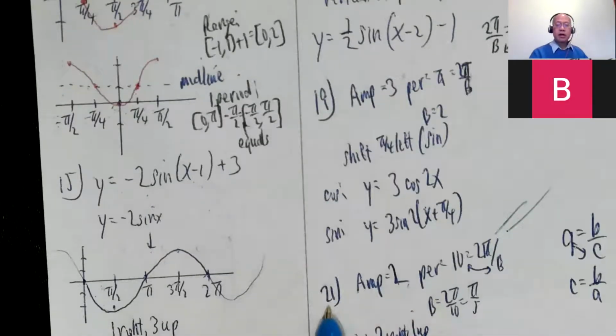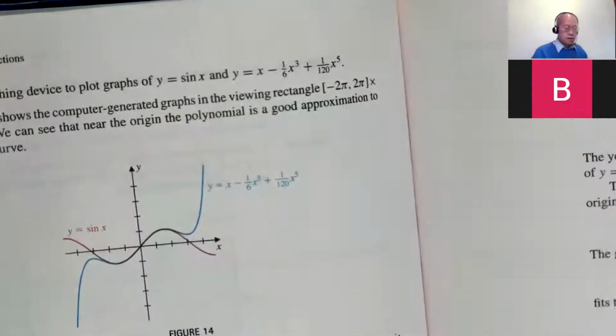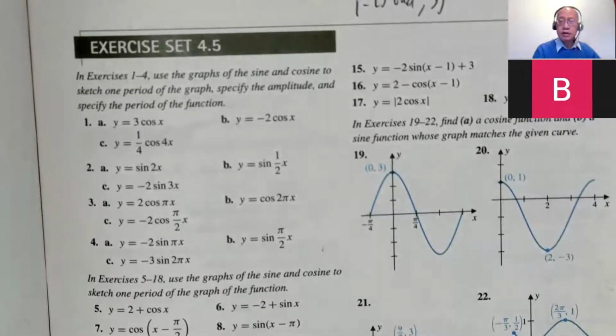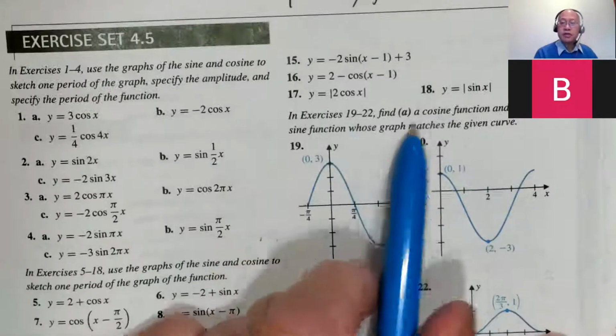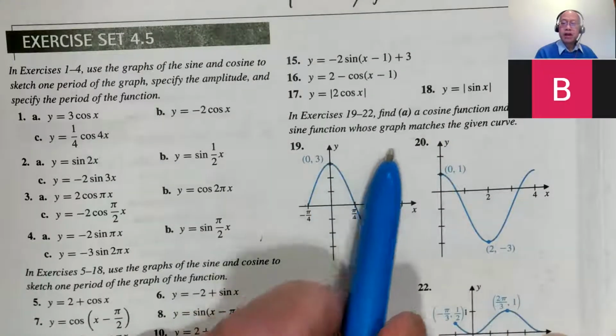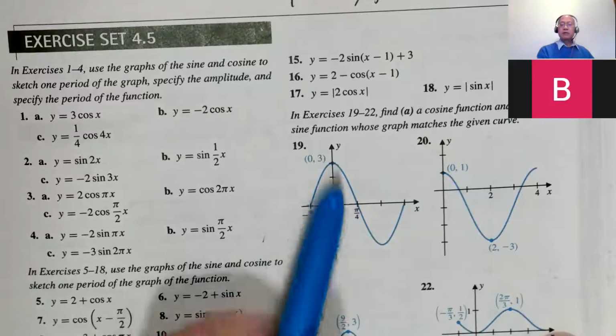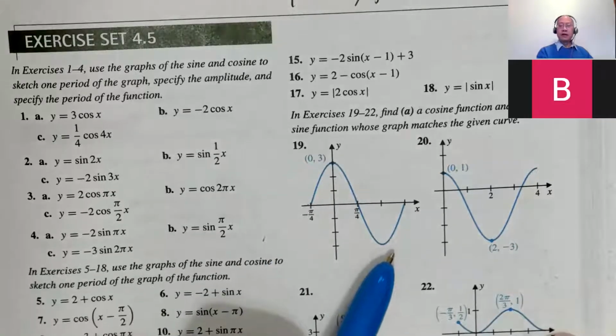Okay, now for some trickier problems. They give us the graph, and we have to come up with the equation. That's a lot more work. Find a cosine function and a sine function whose graph matches the given curve. So how do I do that?